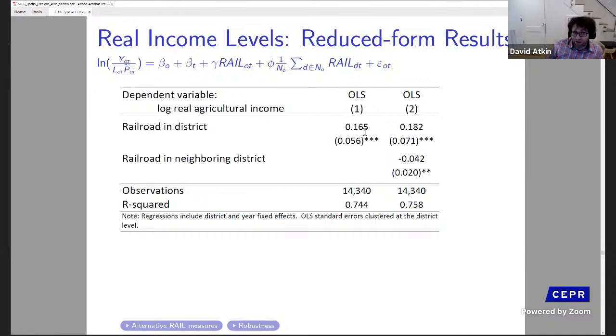In fact, my real income goes up by 16%. And I lose out, conditional on me having a railroad, when my neighbor gets a railroad, as more people are purchasing from them rather than from me. So there's kind of support for these model predictions.